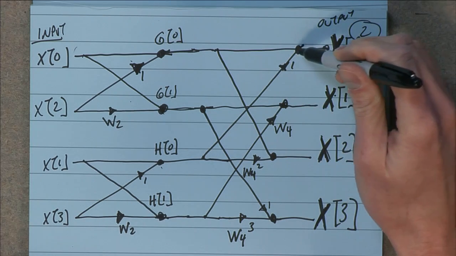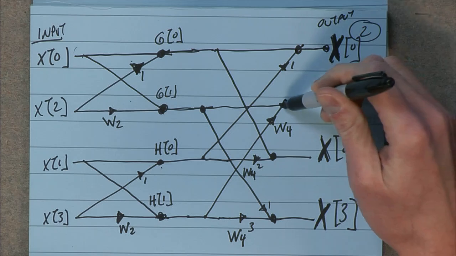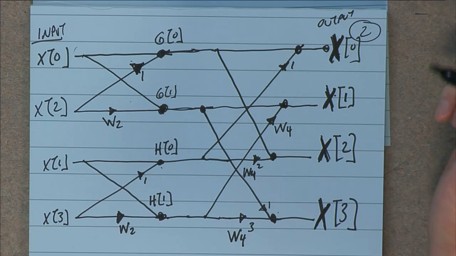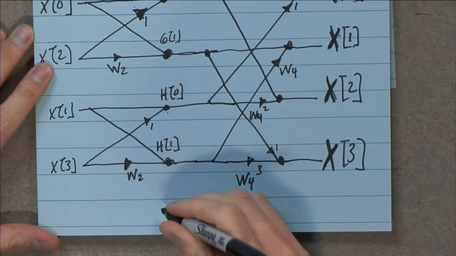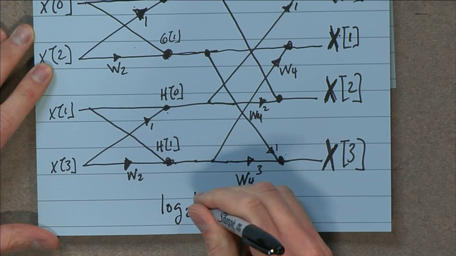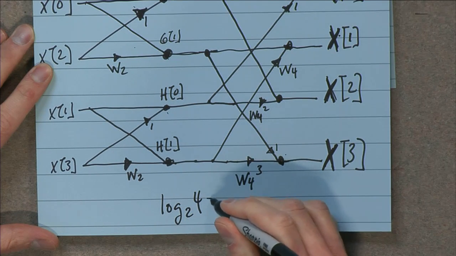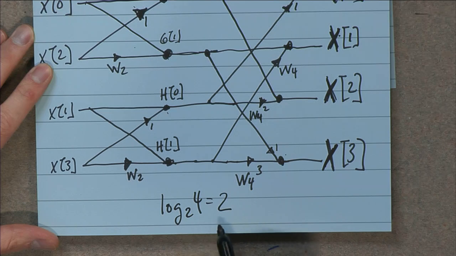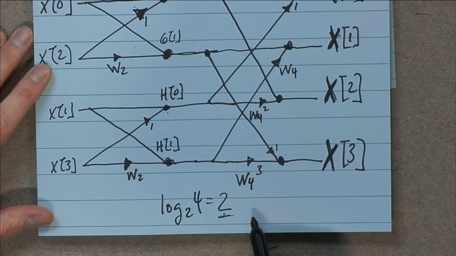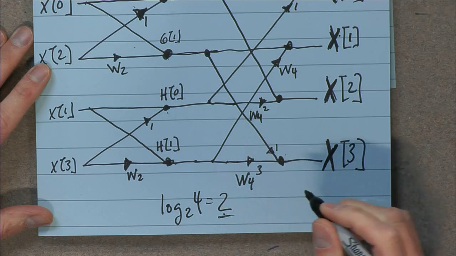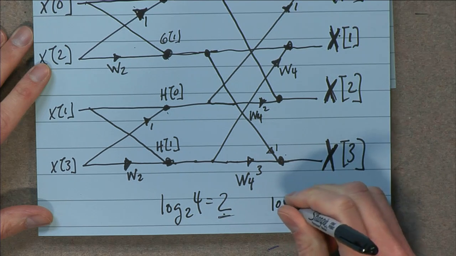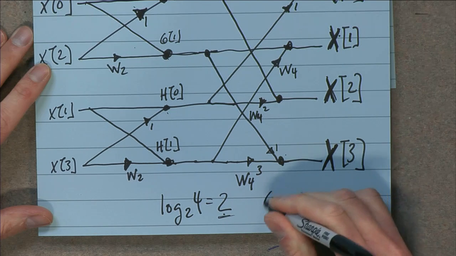The second stage is right here. It ends, right? There's only 2 stages. Why is that? Well, according to the theory, log 2 of 4 is the number of stages, which is only 2. So we could break this DFT down twice. As we talked about last time, log 2 n was the number of stages.